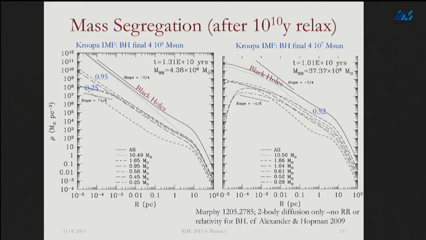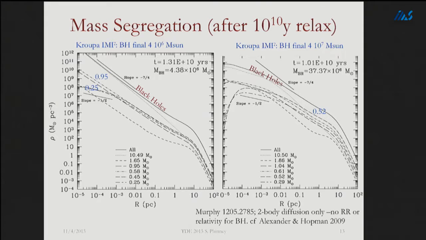Let me just remind you about mass segregation, that if this was the story, if there was no continuing formation, these are two Fokker-Planck simulations from Brian Murphy and collaborators. So they created stars with the Kroupa IMF. This one has a black hole, sort of like the Milky Way, at the current time it's 4 million solar masses, and this one's 10 times heavier, 4×10⁷.